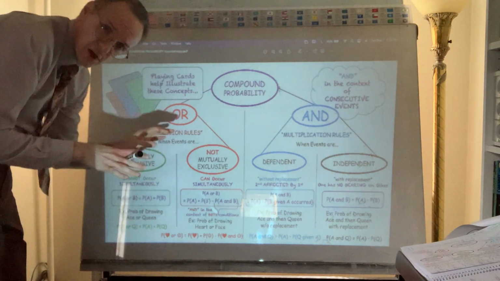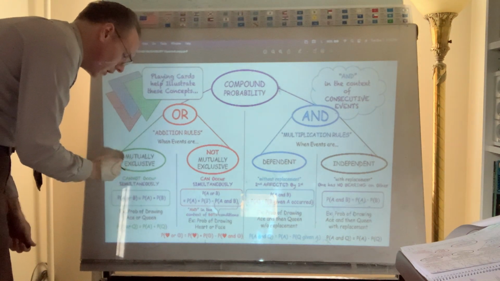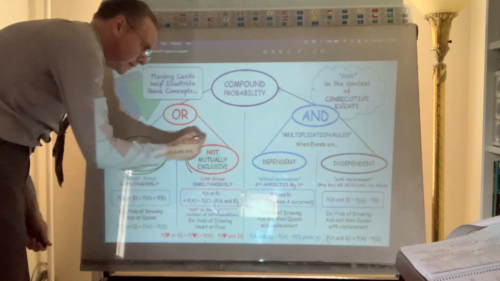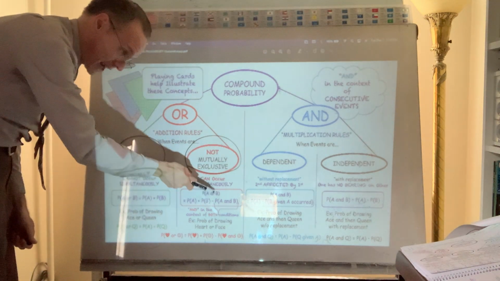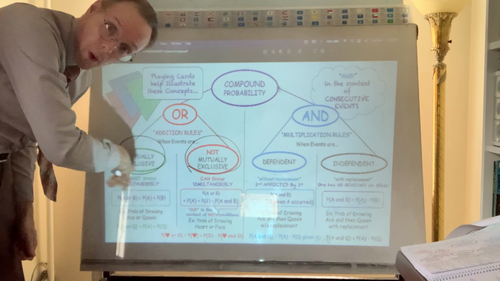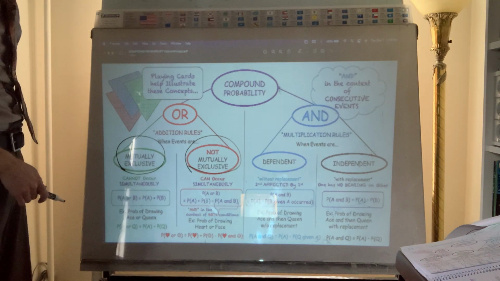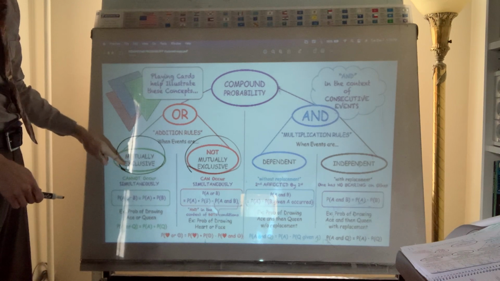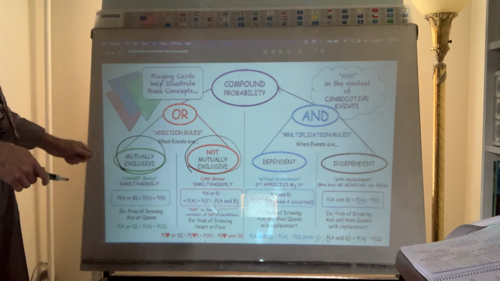You have to decide for yourself whether the situation described is mutually exclusive or not mutually exclusive, because it does matter. That will decide ultimately whether you're going to subtract an extra term or not. Right? So be very careful. What's the difference? Things that are mutually exclusive cannot occur simultaneously. They cannot be one and the same.